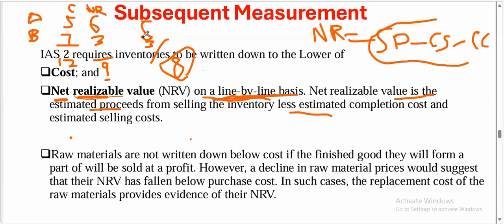B, the lower is 3, which is the NRV, right? So you add it and you get your 8. That's the meaning of this line by line basis.